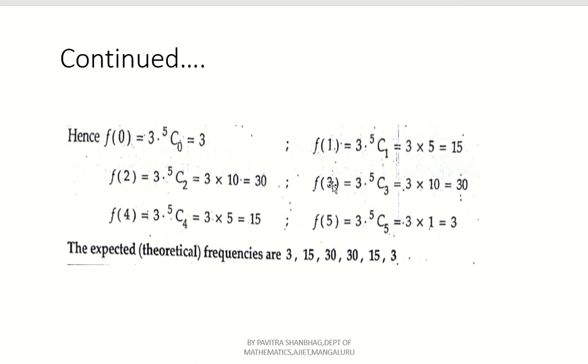For x equal to 3, f of 3 is equal to 3 into 5C3, which is equal to 3 into 10, which is equal to 30. Next, f of 4 equal to what? 3 into 5C4 equal to 3 into 5 equal to 15. Next, f of 5 equal to 3 into 5C5 equal to 3 into 1, which is equal to 3.